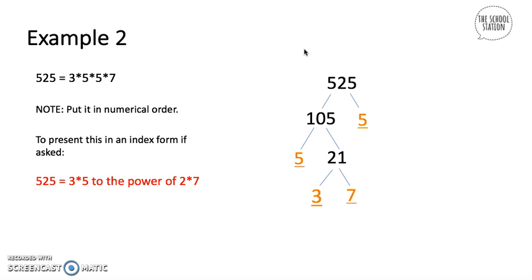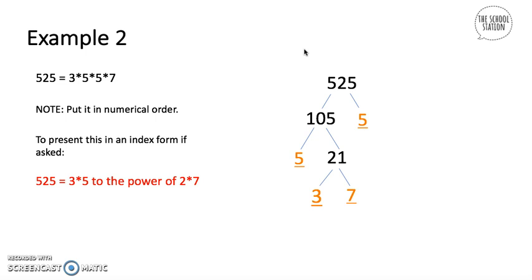Over here we're asked to express 525 as the product of powers of its prime factors. So again, what I did was I took 525, and obviously there are many different combinations of 525, but I got 105 and 5, and then I split 105 into 5 and 21, and then I split 21 into 7 and 3, and that was my end result because they were all prime numbers.